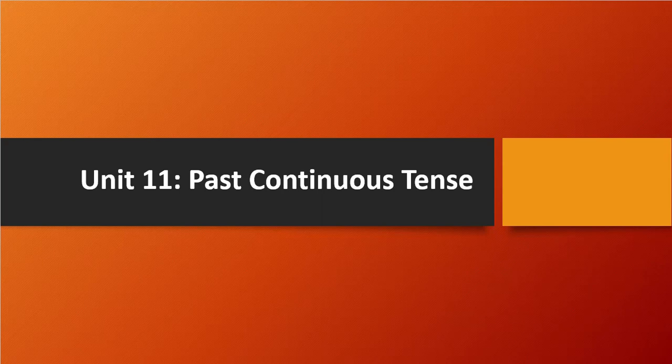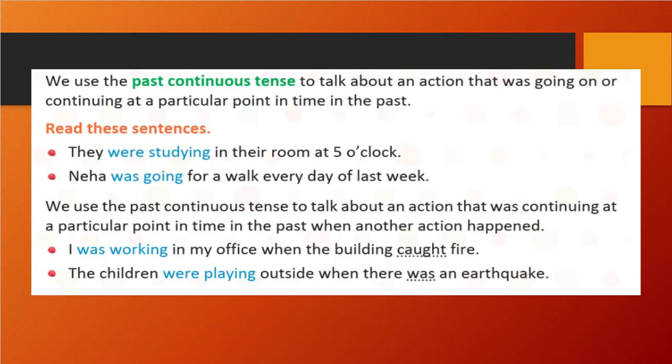That is present continuous. In the past, that thing was going on. That is the past continuous. Okay. So let's see some theory part here. We use the past continuous tense to talk about an action that was going on or continuing at a particular point in time in the past, right? So I have already explained with the teaching example I have given you. That moment or that action is going on in the past, right?